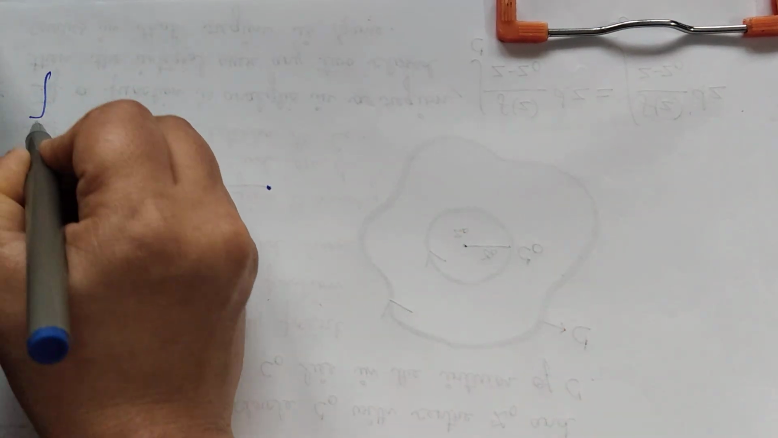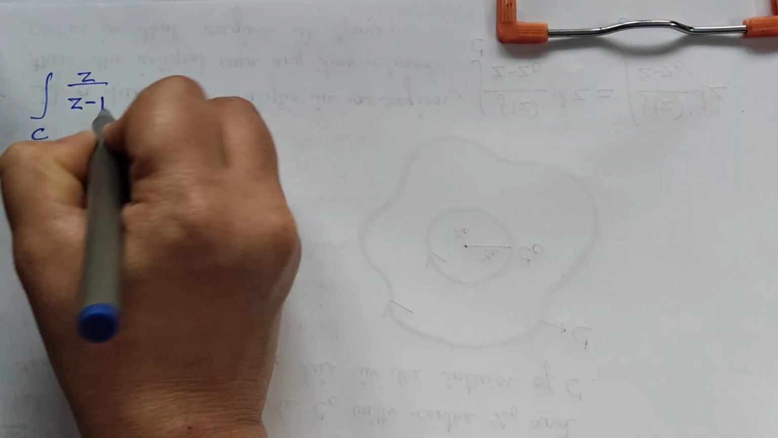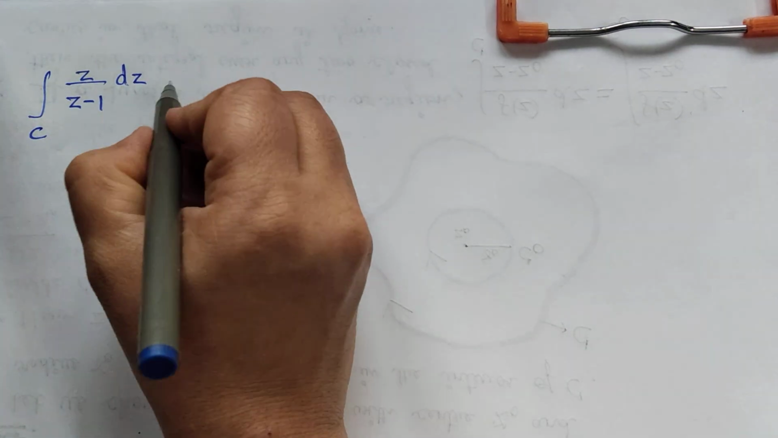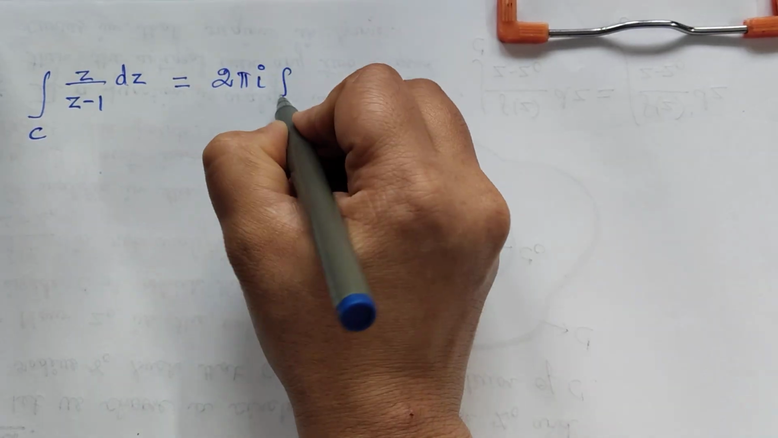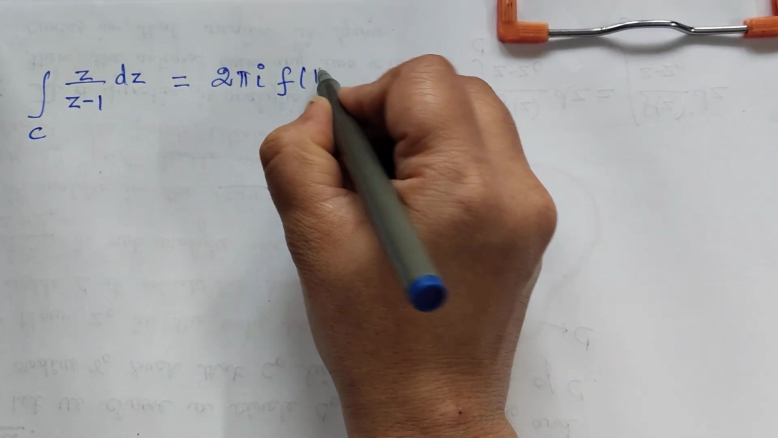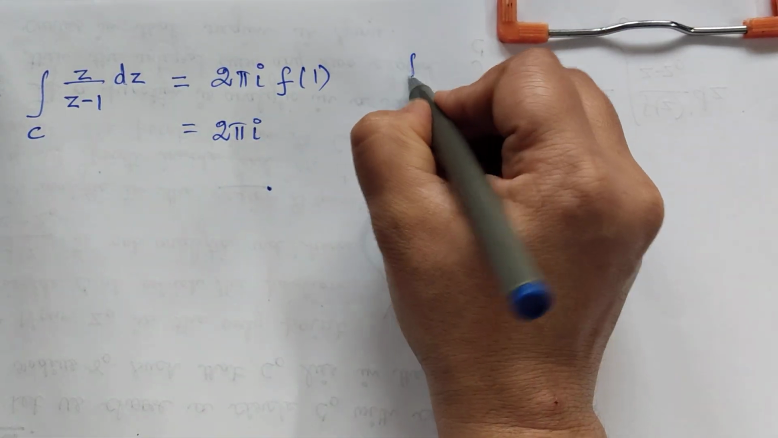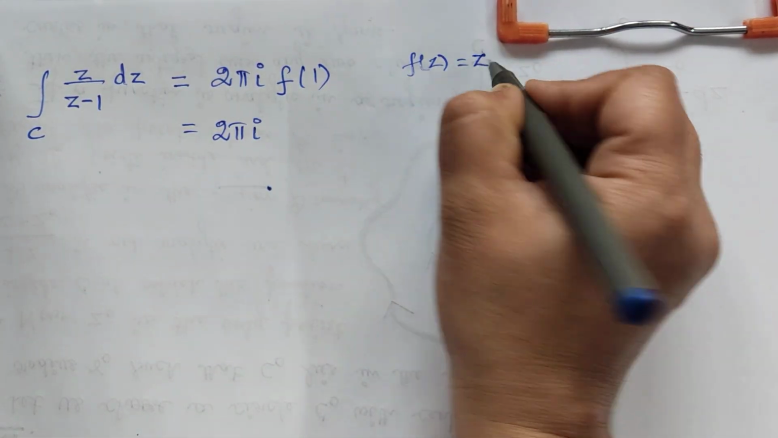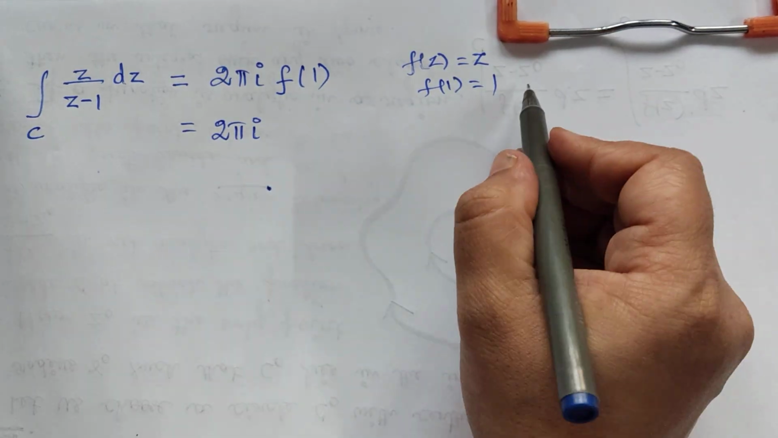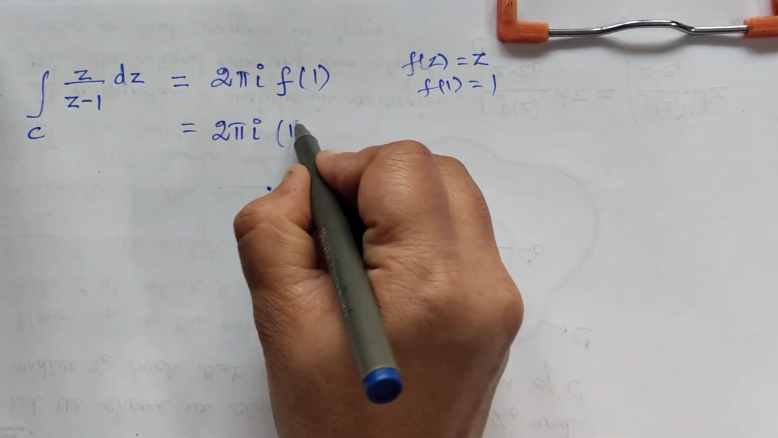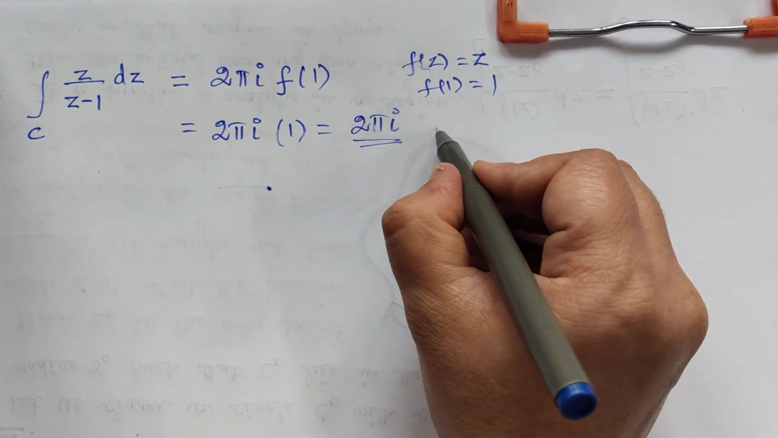So I will write the first integral over C, z by z minus 1 dz. This is the first integral. That will be equal to 2 pi i multiplied with f of 1. We know that f of z is equal to z. So if you substitute z as 1, we get 1. So 2 pi i multiplied with 1 is 2 pi i. So this is the first integral.